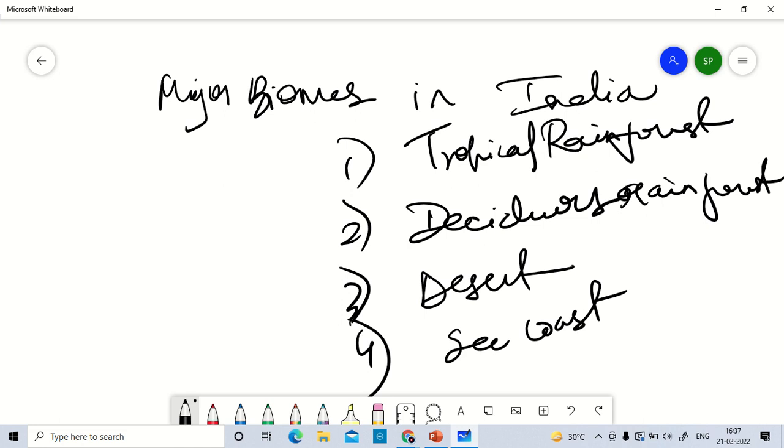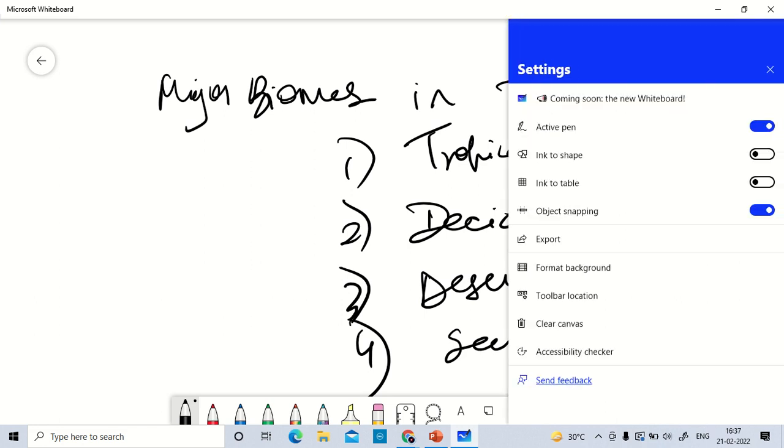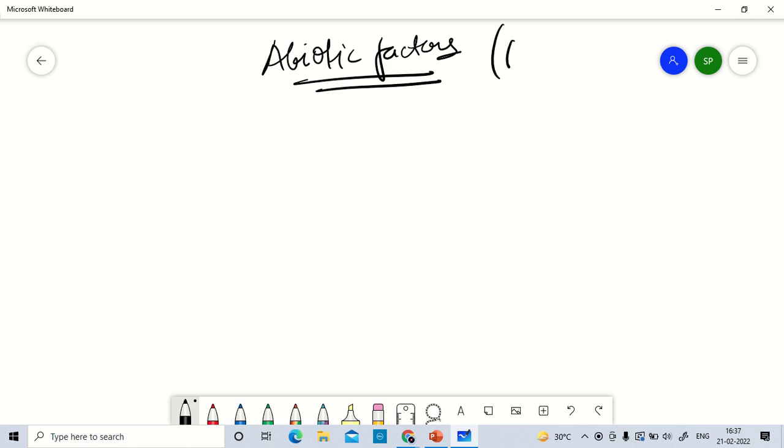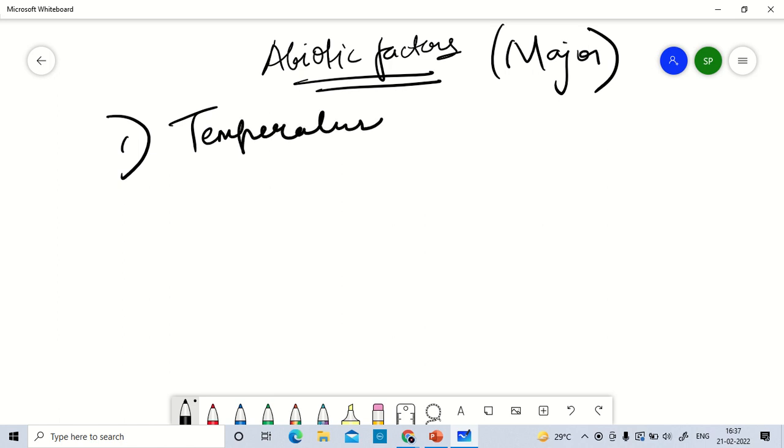All right. Let's come to the first part of temperature, under major abiotic factors. Here in temperature it is written that average temperature varies seasonally. It decreases progressively from the equator towards the poles and from plains to mountain tops.